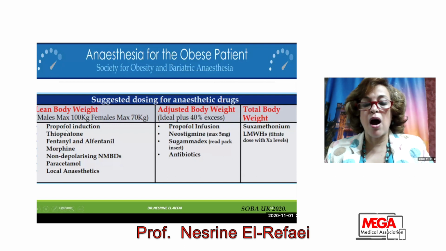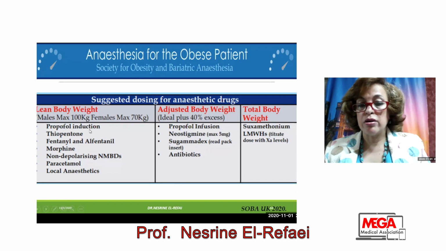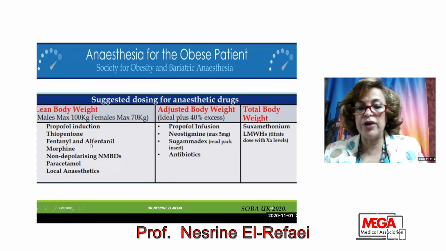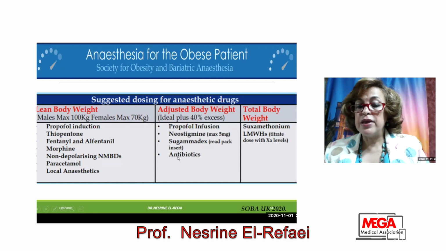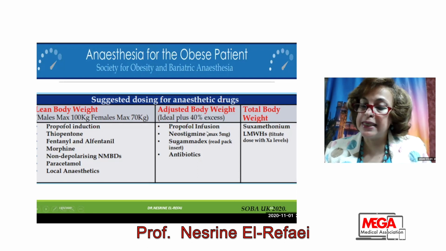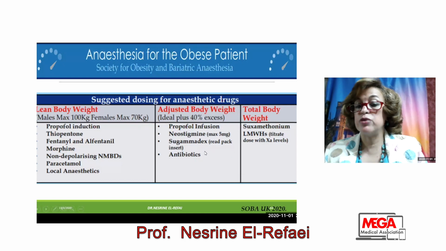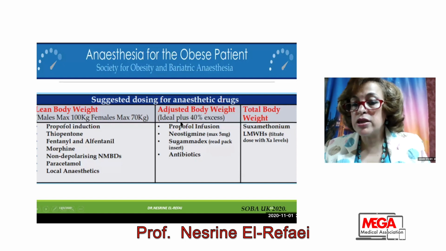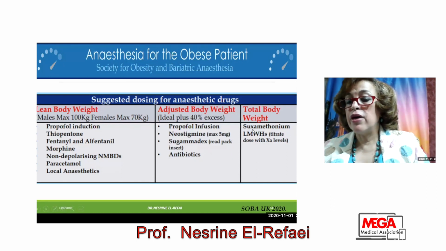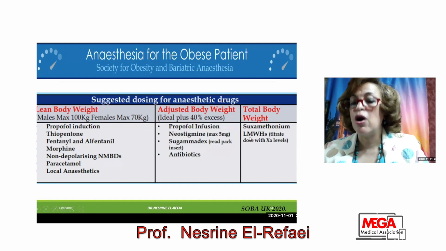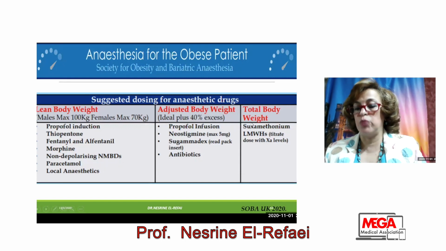The drug doses are determined according to lean body weight: propofol induction and not infusion, thiopentone, fentanyl, morphine, non-depolarizing muscle relaxants, local anesthetics, and paracetamol. And these drugs, the propofol infusion in case of TIVA, total intravenous anesthesia, the neostigmine, the sugammadex are used according to adjusted body weight, which is the ideal body weight plus 40% of the excess. While suxamethonium, the succinylcholine, or the low molecular weight heparin are given according to total body weight.